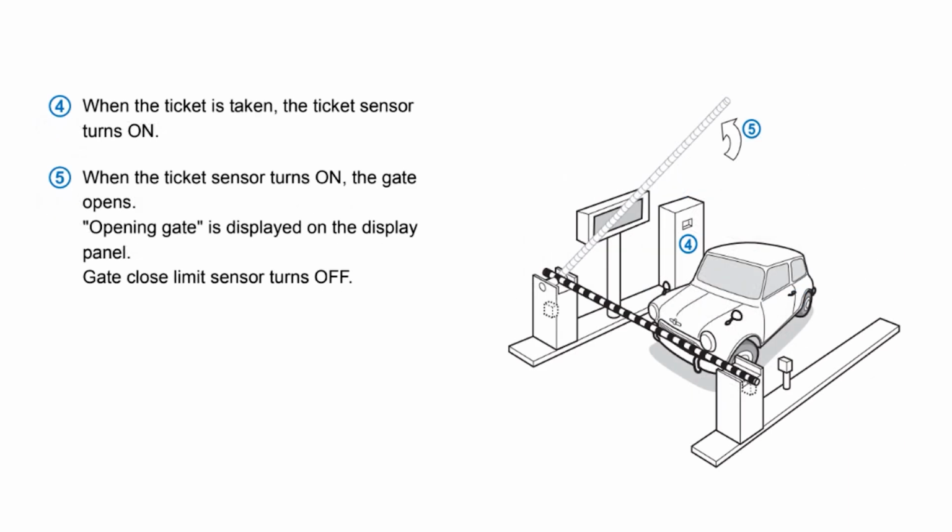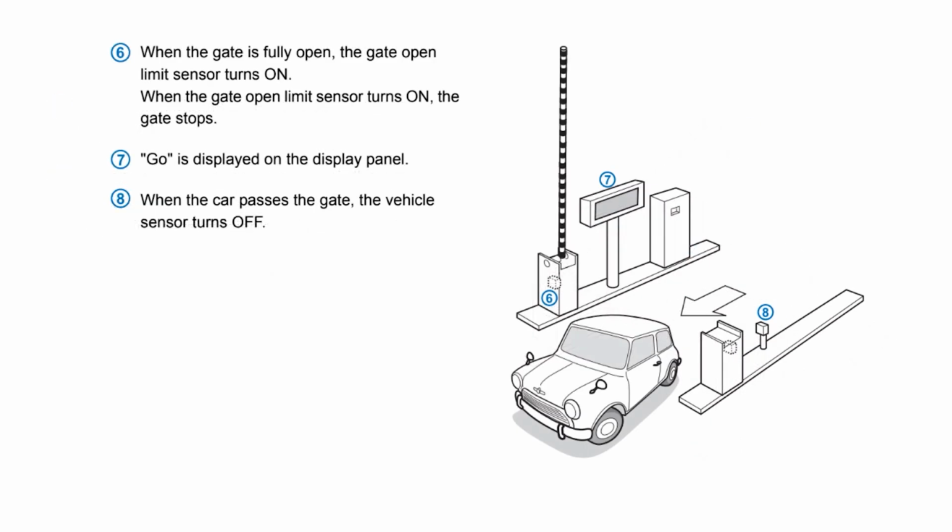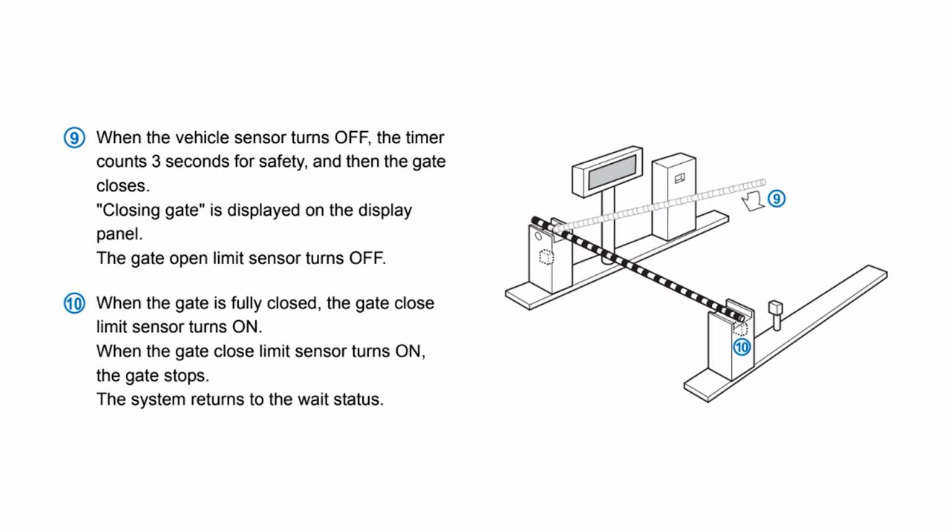When the driver takes the ticket, we open the gate, write it on the display. We open the gate until the gate open sensor signal is true. For safety you should always add the counter signal as a verification. If the gate is open, then go is displayed. When the car passes, the vehicle sensor turns off. After 3 seconds since the car passed, we close the gate. Closing gate is displayed on the display.